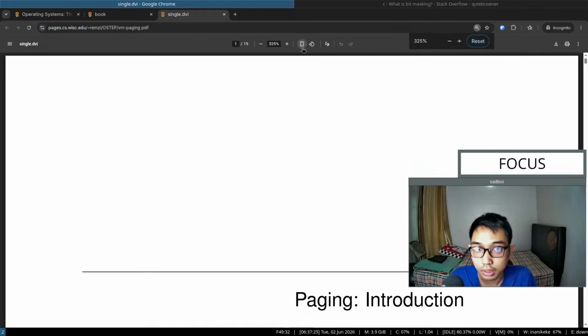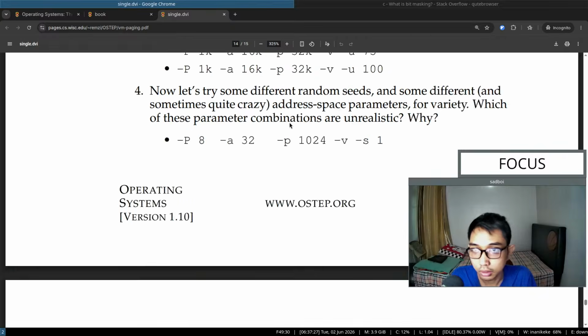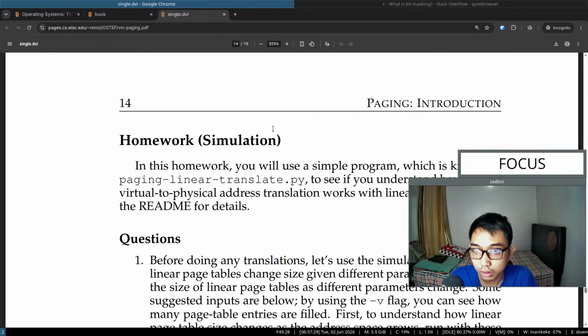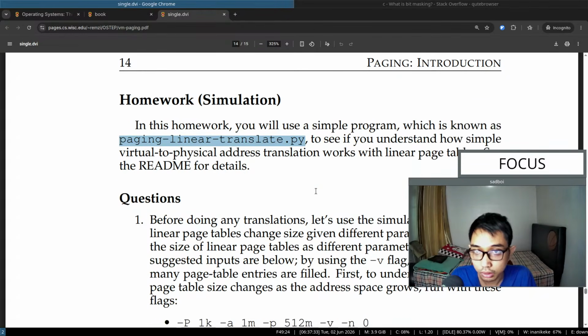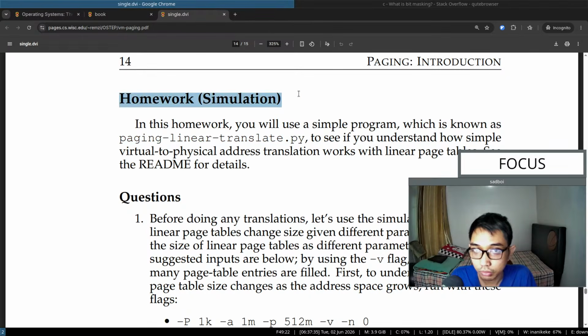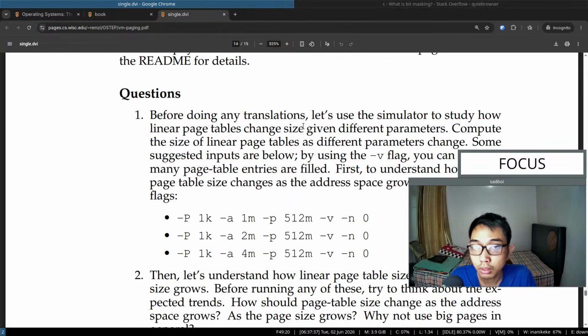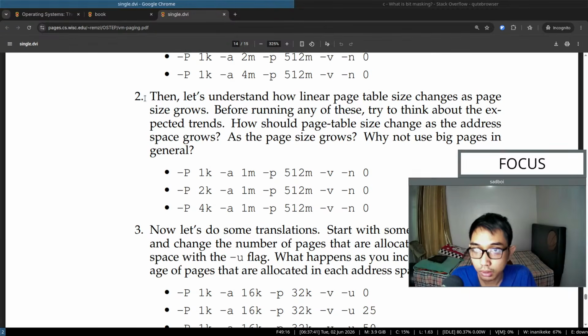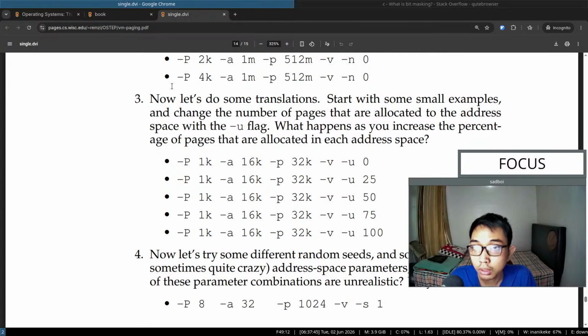Basically trying to understand how the simulation script works from the homework simulation. We already took a look at this question, and this one too.